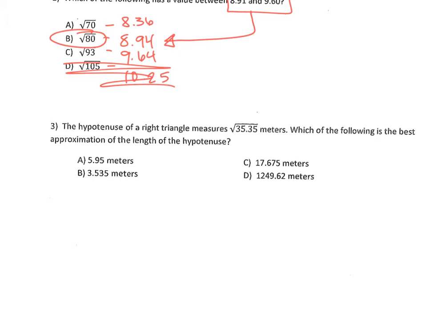Number 3, the hypotenuse, that's our C, of a right triangle measures square root of 35.35 meters. Which of the following is the best approximation of the length of the hypotenuse? So type in your calculator the square root of 35.35, and you should get 5.945. So if we round that up, looking at my answer choices to the nearest hundredth, that should be 5.95.